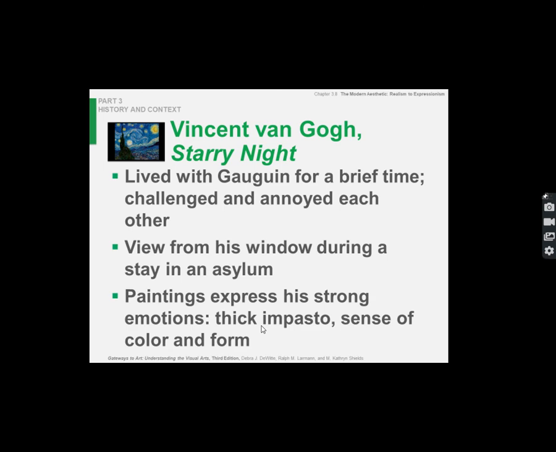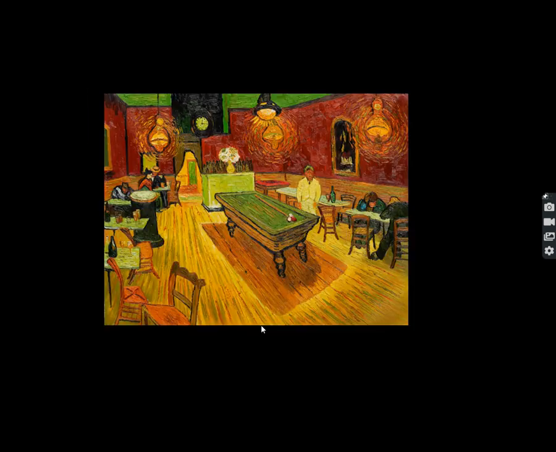Vincent van Gogh lived with Gauguin for a brief time. They were what we might call frenemies. They annoyed each other. This is his view from his window during his stay in an asylum. Van Gogh had a very tragic existence. He, now we know, was not well mentally. He had a lot of physical problems too.